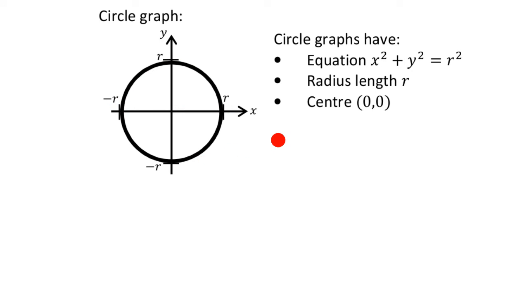There isn't much to say about it. It is a bit of a strange graph though. X squared plus y squared equals some number squared, and you would be right in thinking that sounds like Pythagoras because it is based on Pythagoras, and I'm making another video to explain why it is exactly that you have this strange kind of equation for a circle graph. So that's everything you need to know.